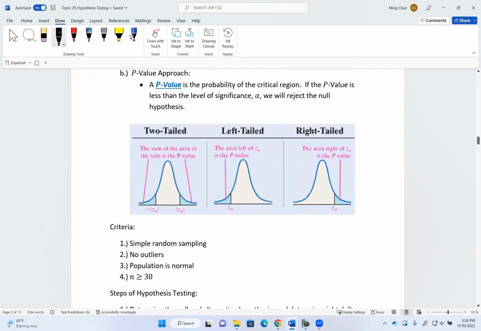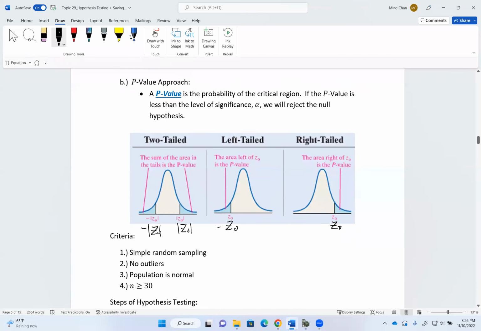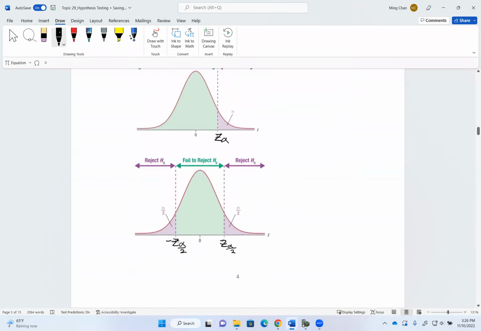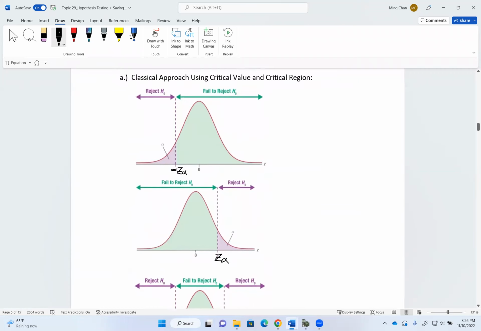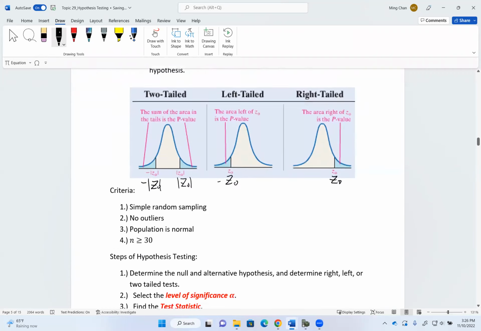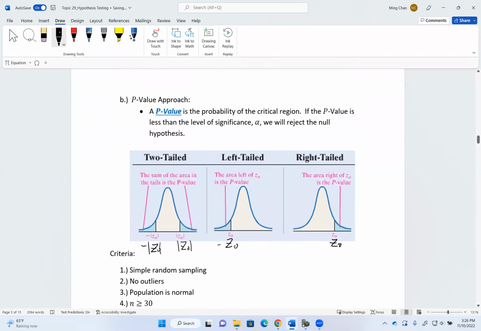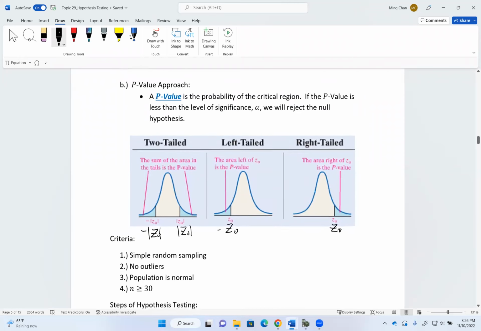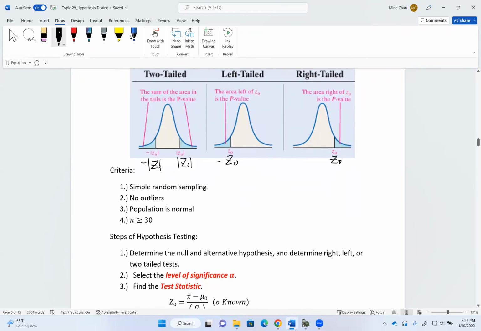So right here for the two-tail test, this is actually negative absolute value of Z sub null, and this is positive Z sub null. I don't think I will show you how to use this approach because I normally like to show students how to do the classical approach. It's a little bit easier to understand, especially graphically.